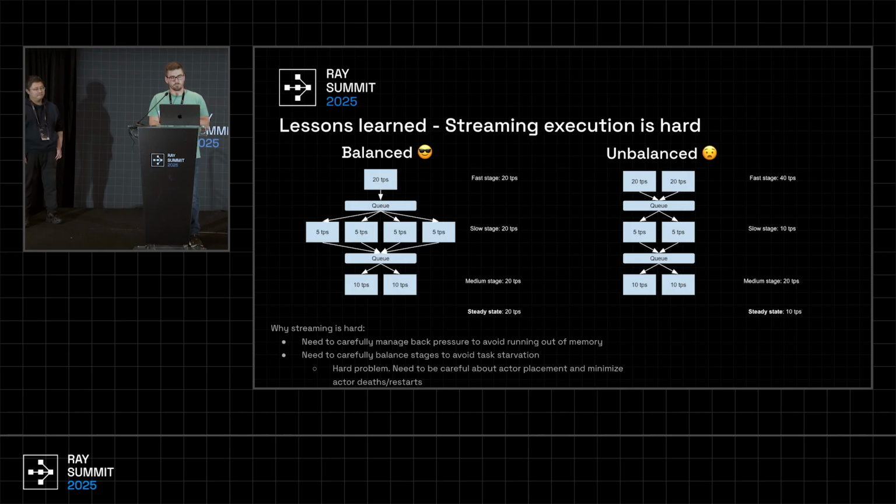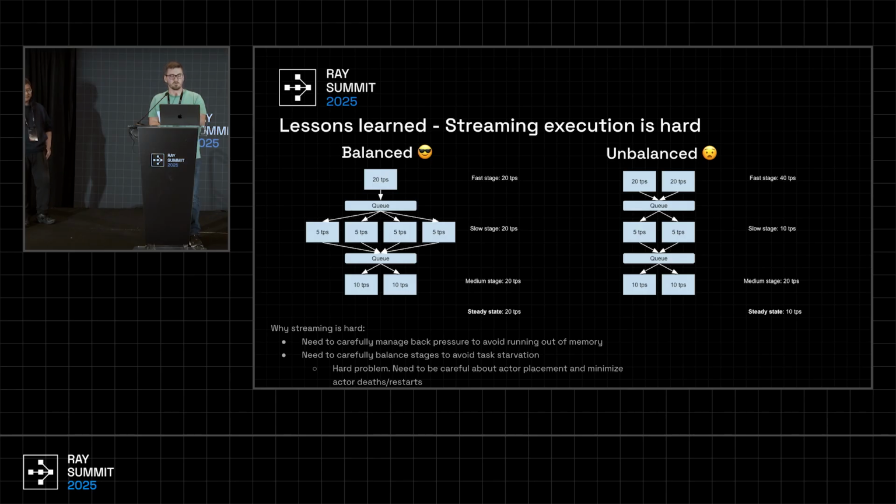A corollary to that is that if you're being very careful about your back pressure and how you're queuing things, you need to be very careful to balance your pipelines. What I mean by that is that if you have too many actors in a very fast stage and not enough actors in a very slow stage, you'll end up throttling somewhere in your pipeline. And here we have a little pictorial example of that, where on the left you have a very balanced pipeline where you have a fast stage, a slow stage, a medium stage, and they all have the appropriate number of actors such that the throughput of each stage is equal.